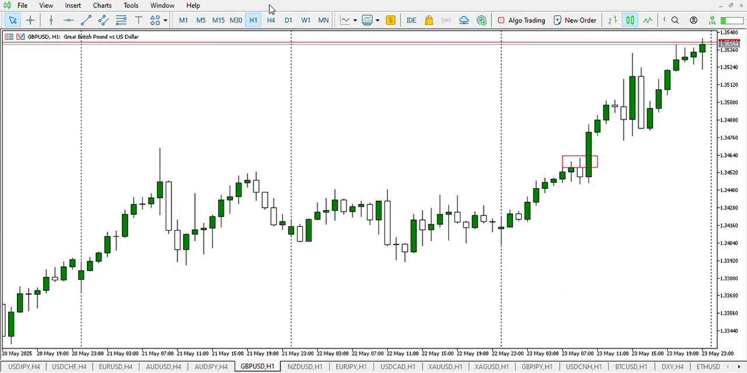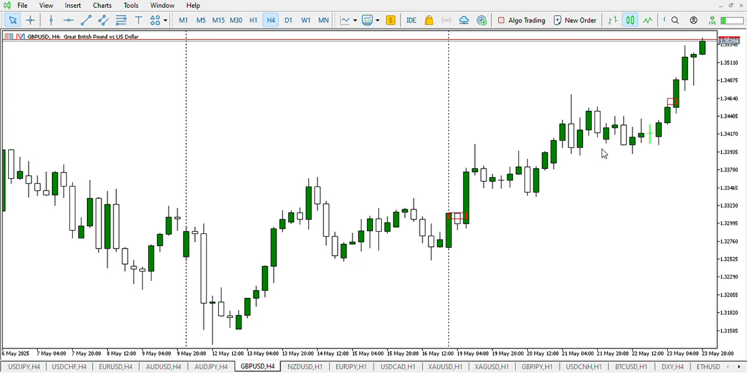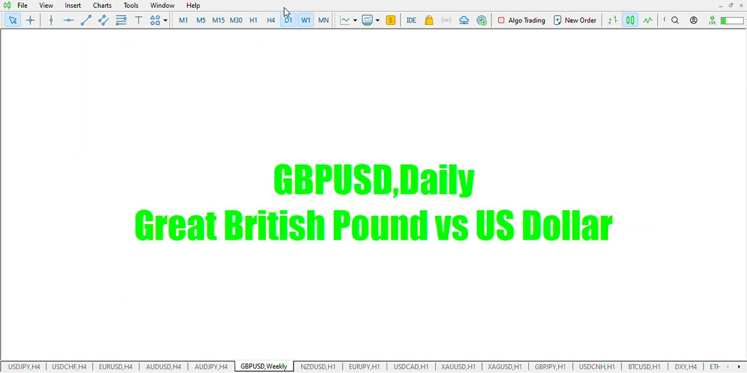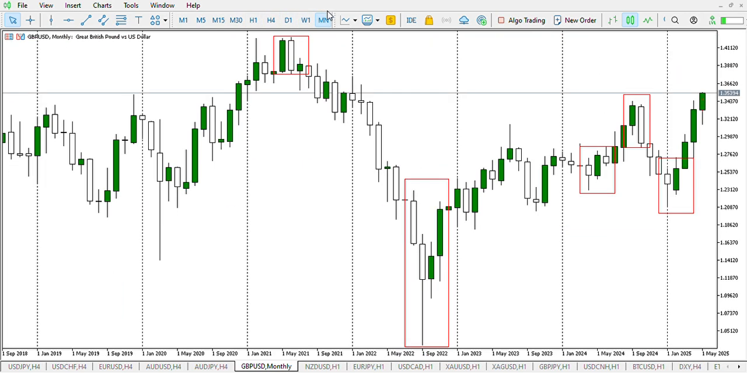So forex trading is about precision, and you need to have precise zones where you are going to expect price to react. So right here, so you can see right here.